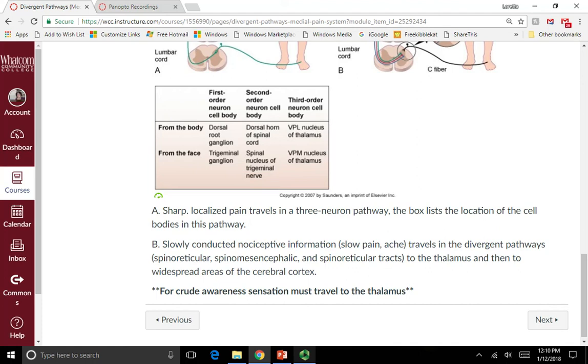So remember, for crude awareness, sensation must travel to the thalamus. This is written in bold with asterisk around it. You should probably know that.